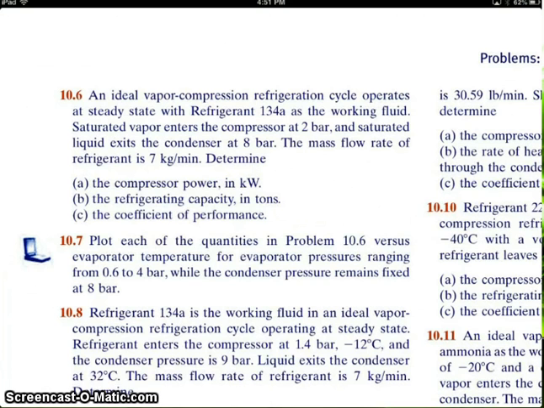Alright, let's get started with problem 10.6. An ideal vapor compression refrigeration cycle operates at steady state with refrigerant 134a as the working fluid. Saturated vapor enters the compressor at 2 bar and saturated liquid exits the condenser at 8 bar. The mass flow rate of refrigerant is 7 kilograms per minute.